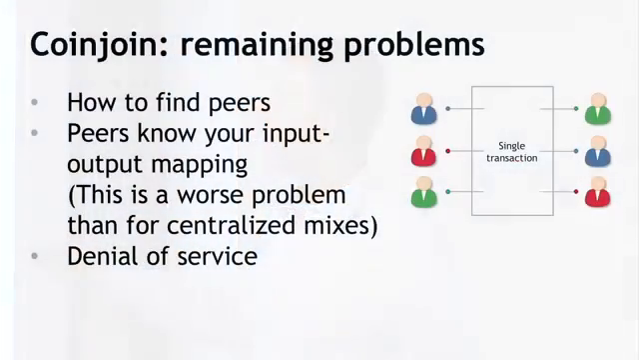So that seems simple enough, but what are the remaining problems here? Well, there are three problems. One is, how did this group of peers find each other? And the second is that, as I described in the previous slide, this protocol involves each of these peers finding out the mapping between inputs and outputs, or at least one of those peers. So that seems like a problem.